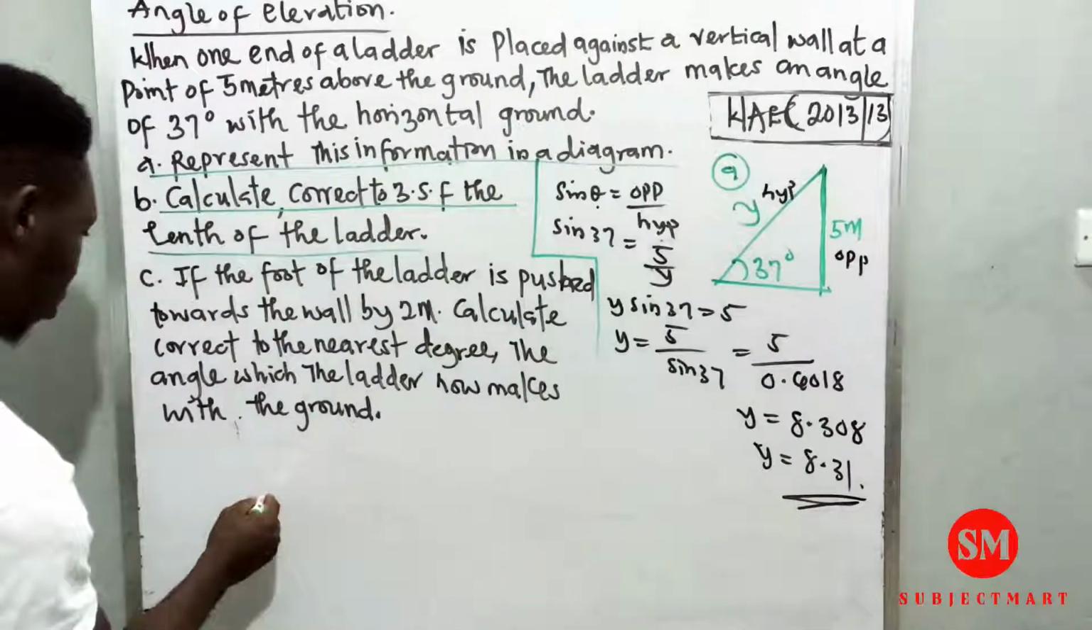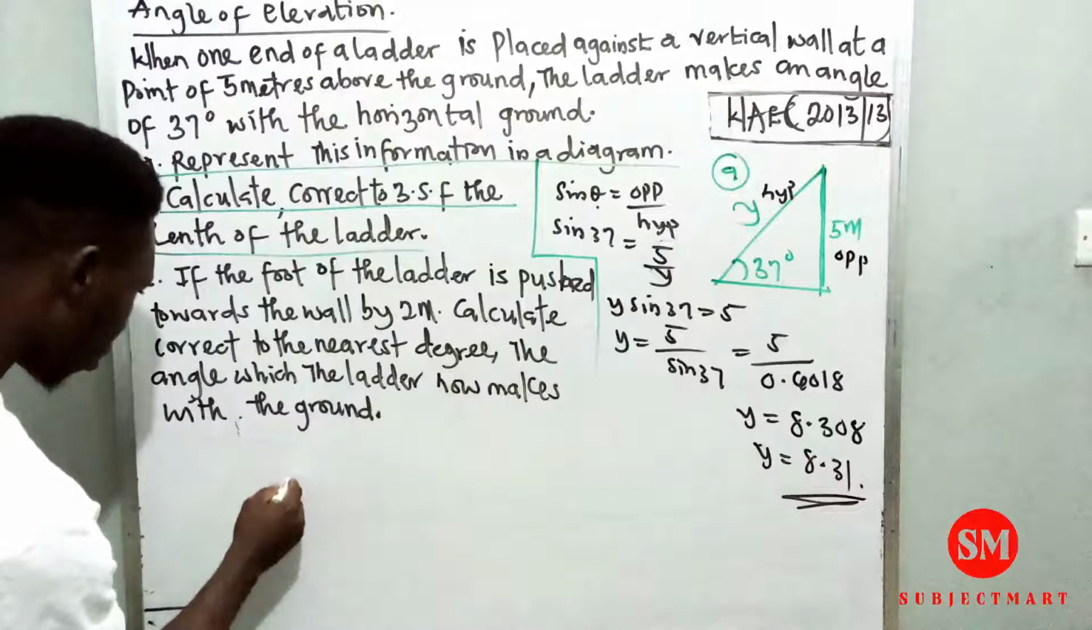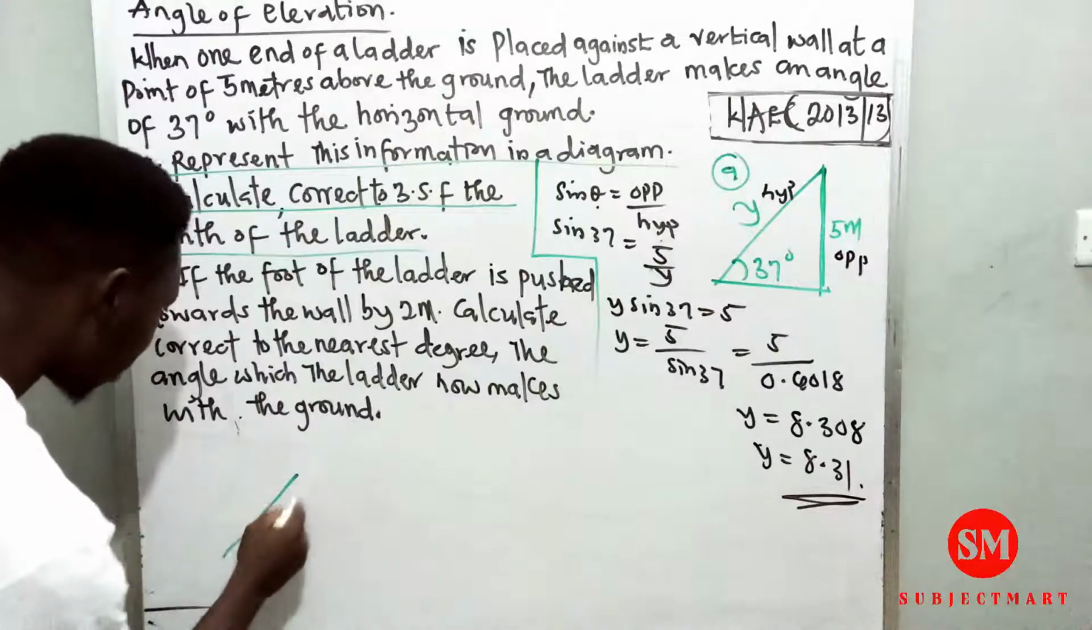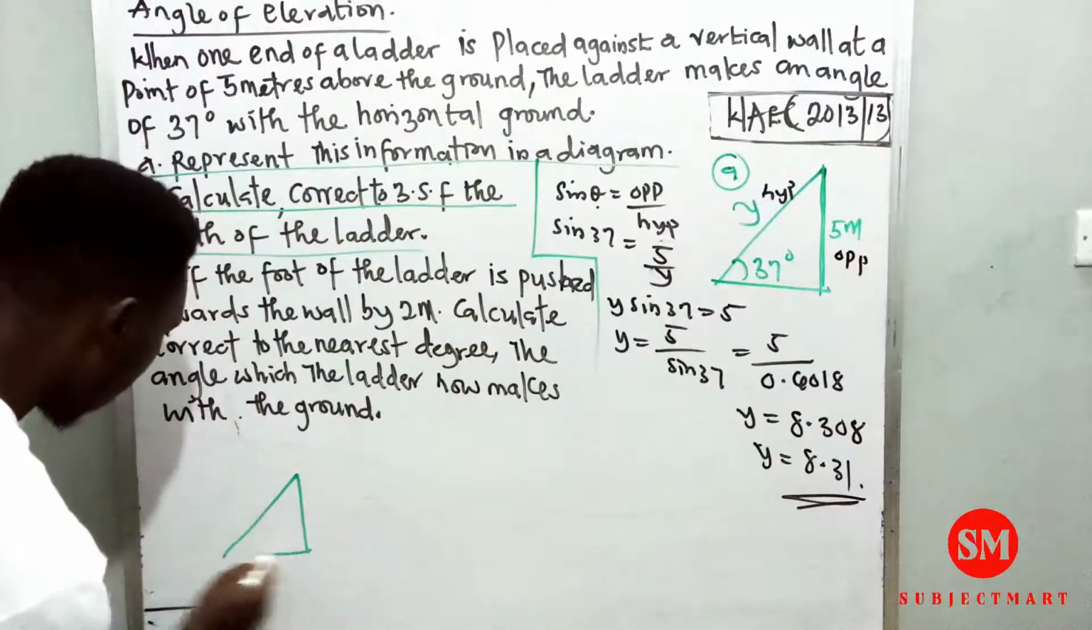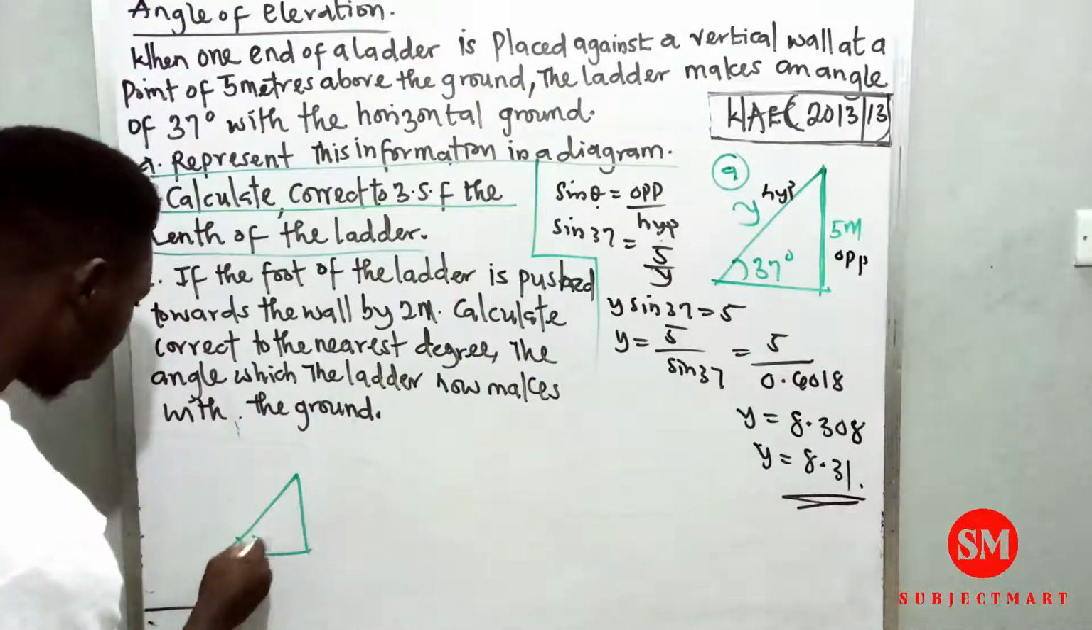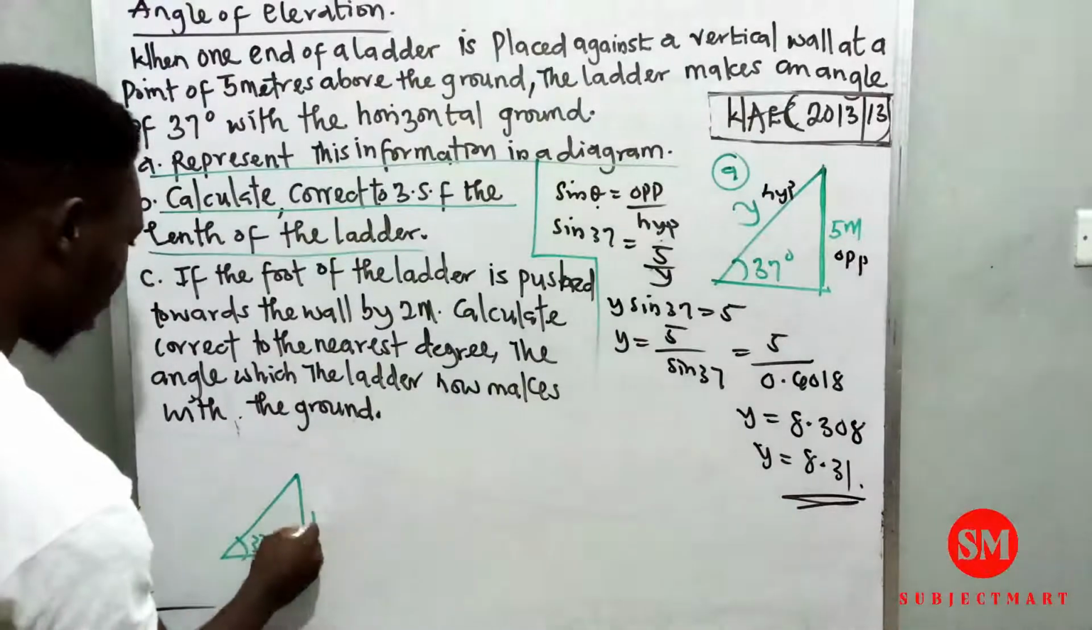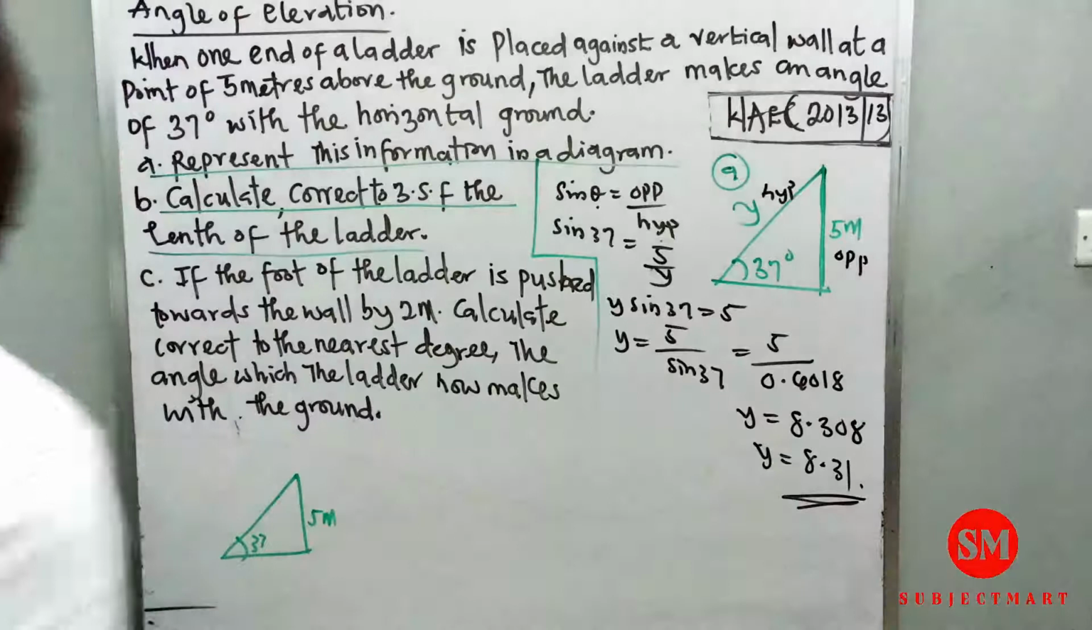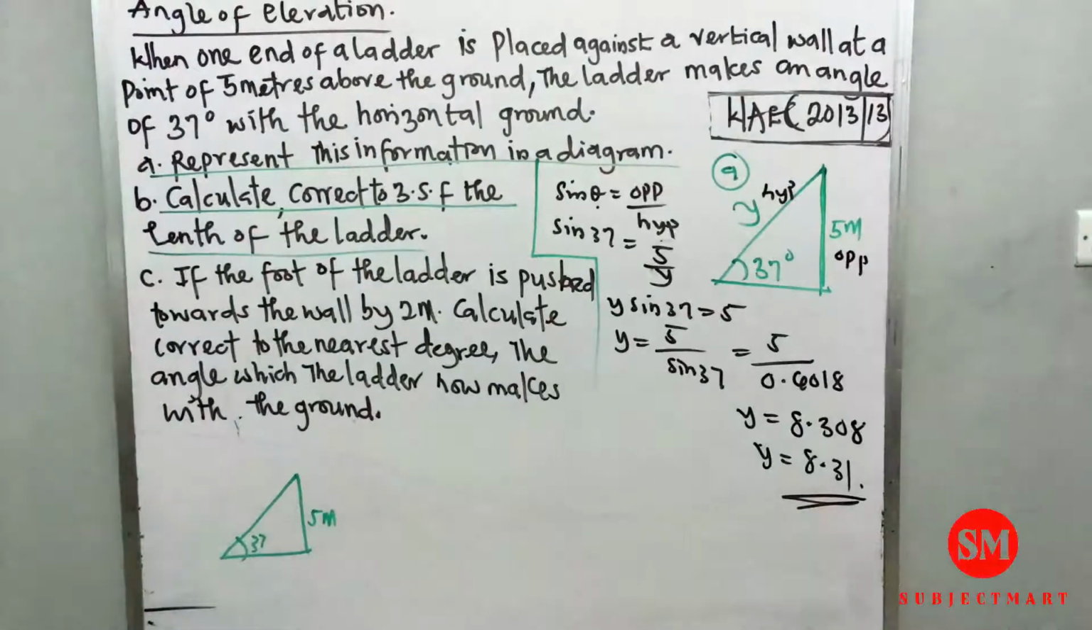This is the original question. Okay, let's take the diagram like this. 37 degrees, 5 meters. Now, the question says that if the foot of the ladder is pushed forward by 2 meters. Now, let's say the total distance of this, let the total distance here be k.